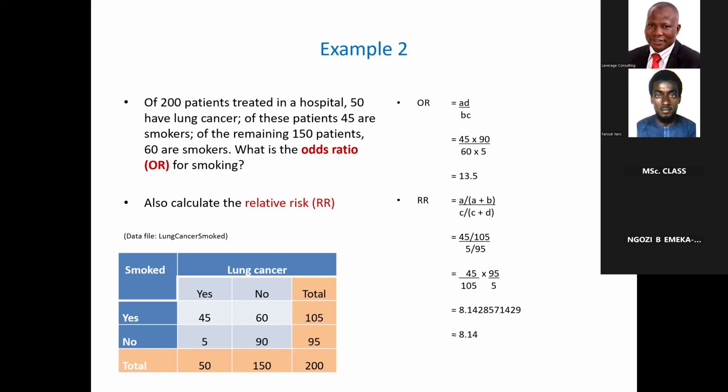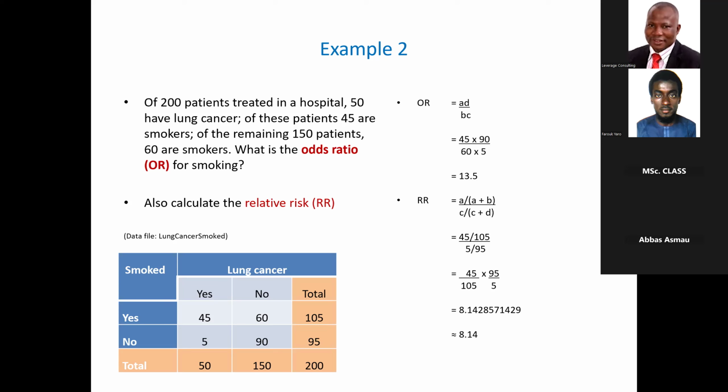So what percentage smoke? Or you may not even calculate the percentage. Say this over this. What percentage smoke? The percentage that smoke is 45 over 50 now. Yes, sir, 90%. Yeah. Thank you.